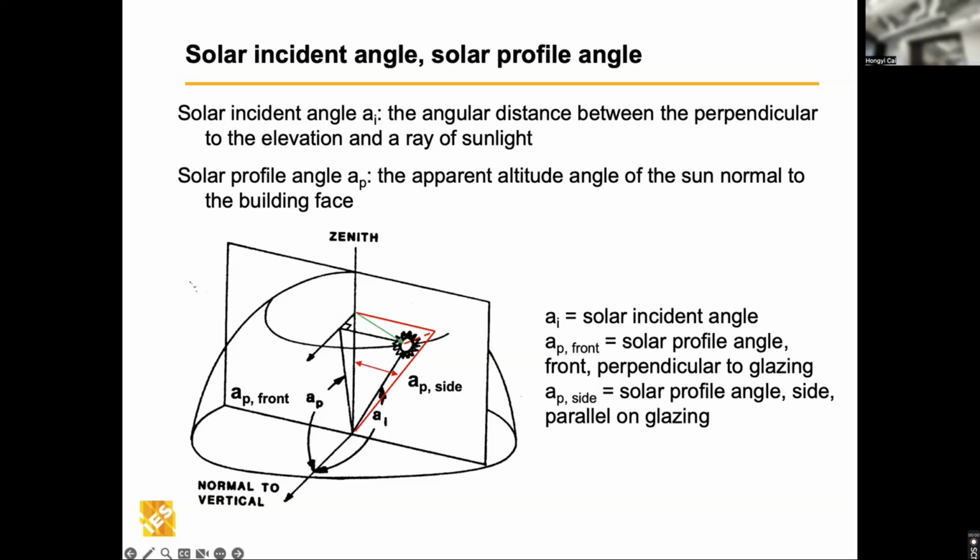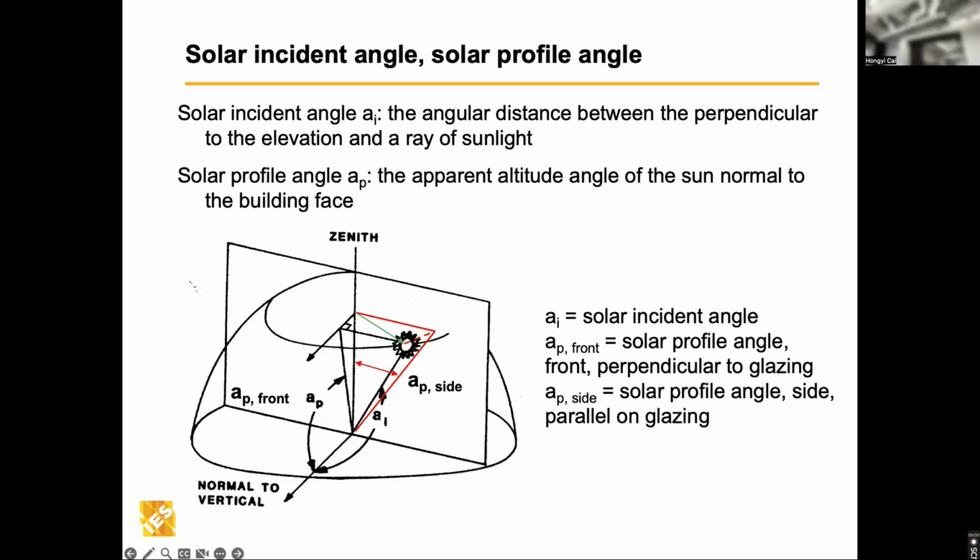So the front profile angle is this angle between the projected sunlight and the normal to your window. It's a little bit different from your actual incident angle, because your actual incident angle is from here to this normal, but your projected front profile angle should be just a portion of it. Okay, that is a three-dimensional relationship. Make sense? You get it, right?